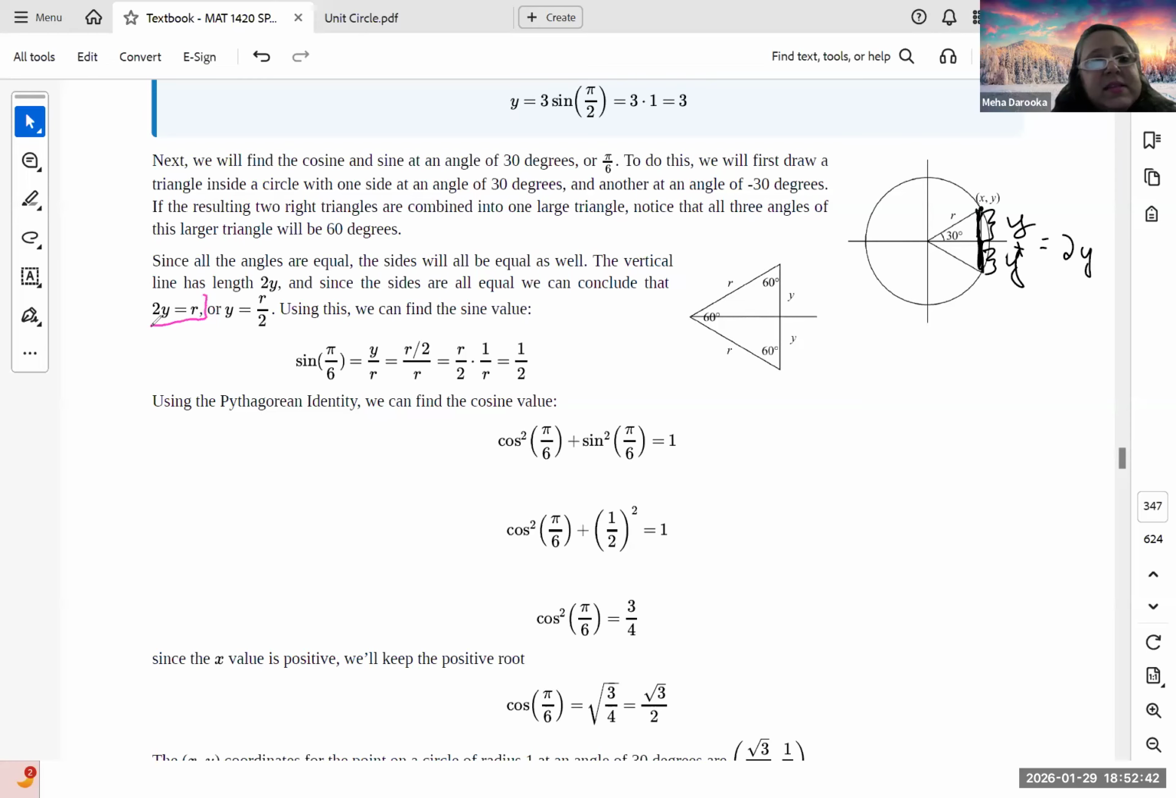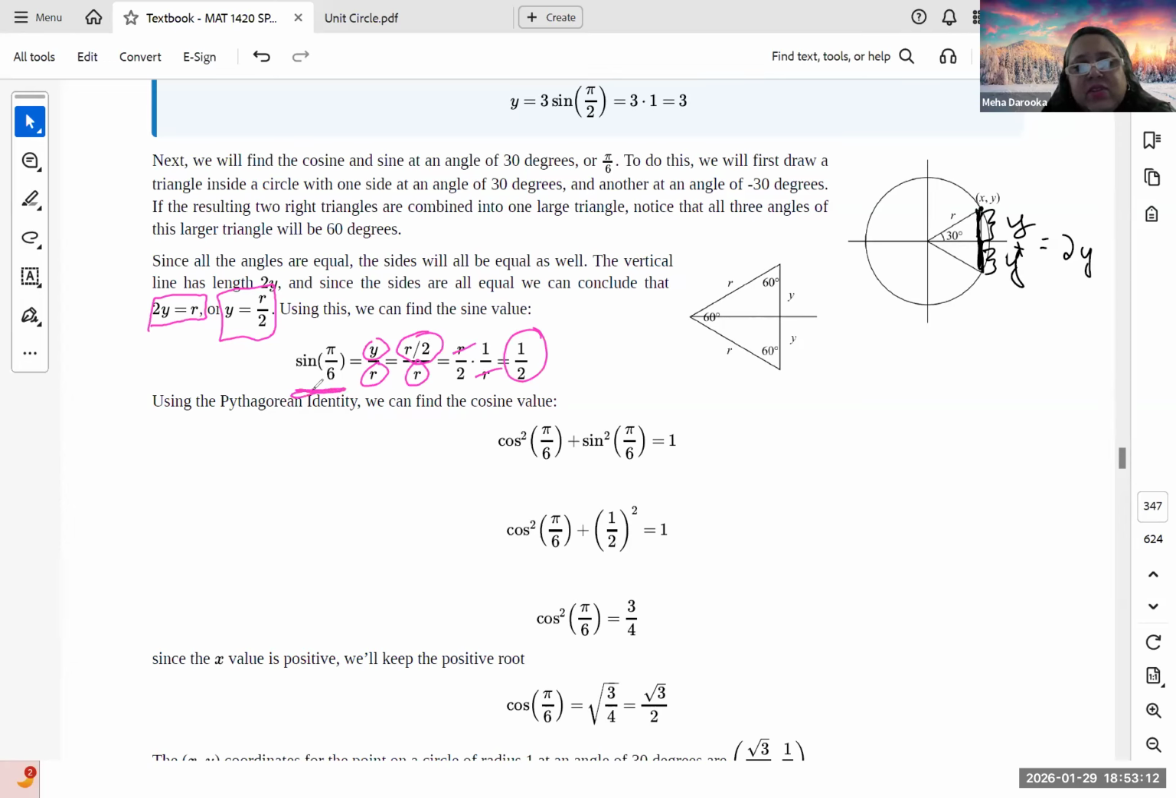So if radius is 2y, you can rewrite that by dividing both sides by 2 and you end up with y equals r over 2. So now using your sine function, right? Sine is y over r. So if y is r divided by 2, r of course is r. Go ahead and simplify that. You can see the r and r will cancel out, leaving you with 1/2.